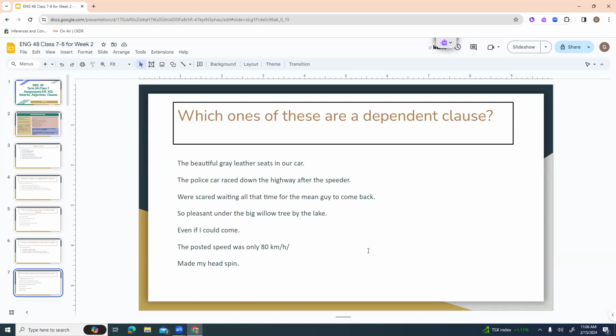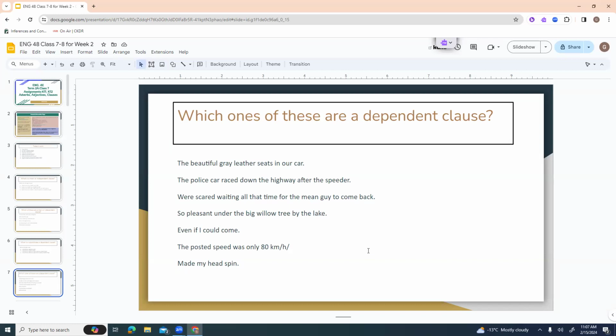The beautiful gray leather seats in our car. All right, so is there a subject? Sure, the seats. Is there a verb? No, there's no verb. So right away, it's failed the test. It's not even a dependent clause. It's actually just a phrase, a fragment.